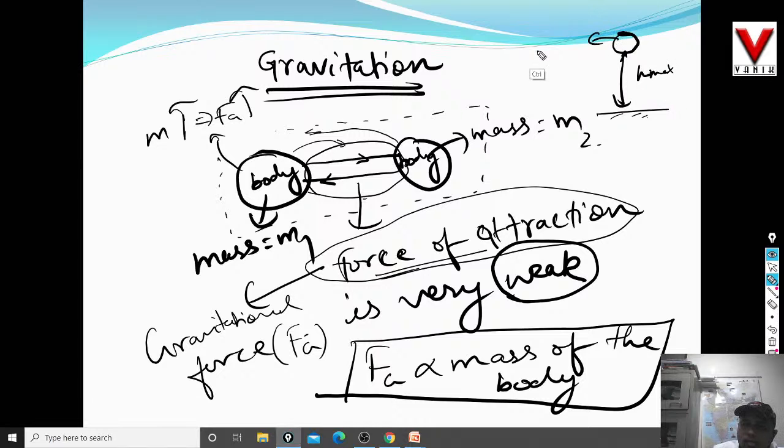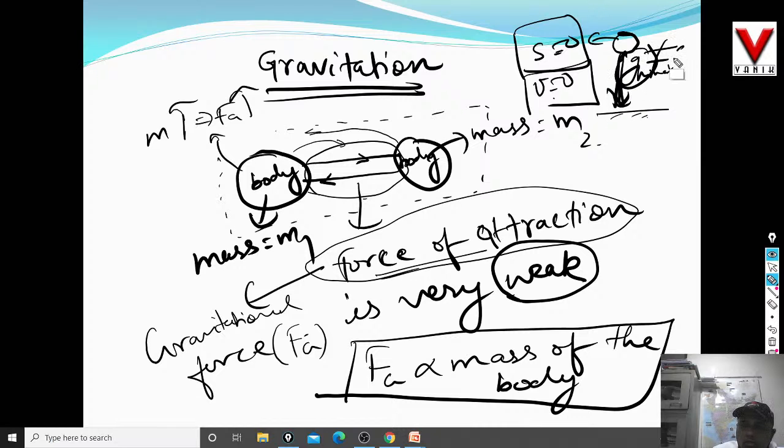At maximum height, the displacement is 0. Why? Because from maximum height, this body is moving in the downward direction. So what can I say? The velocity of the body is 0, but still acceleration is acting in the downward direction. So acceleration is not equal to 0, but velocity will be 0. Okay, so I hope this is clear to you.